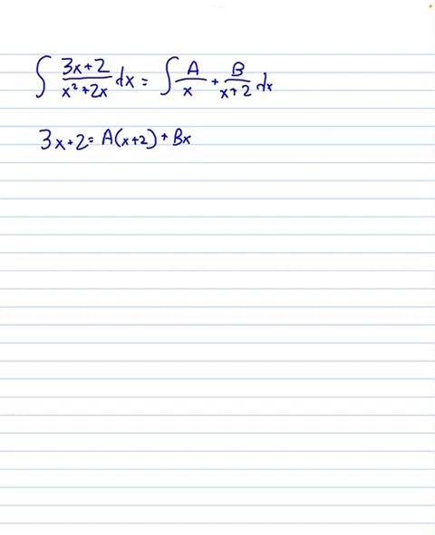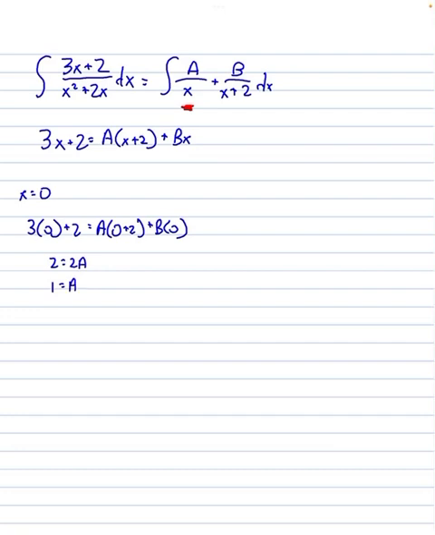Now what we want to do is find the zeros. In this particular problem, what will give us a 0 here? That should be x is equal to 0. So we're going to go 3 times 0 plus 2 is equal to A times 0 plus 2 plus B times 0. On the left side, 3 times 0 plus 2 is 2, which is equal to 2A. So of course 1 is equal to A.